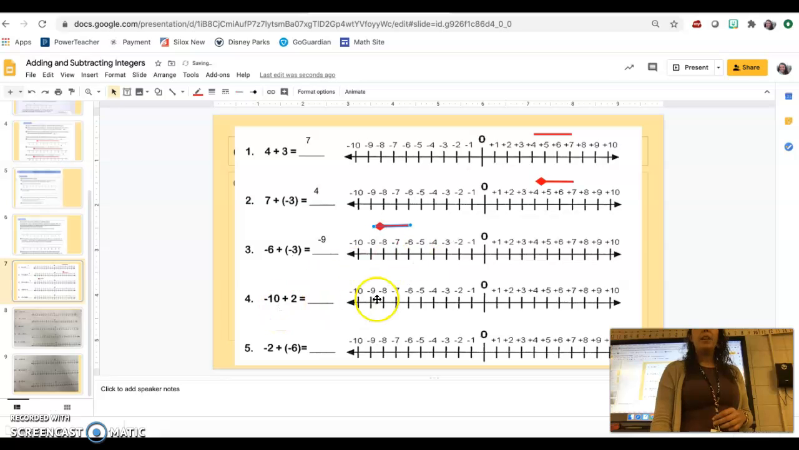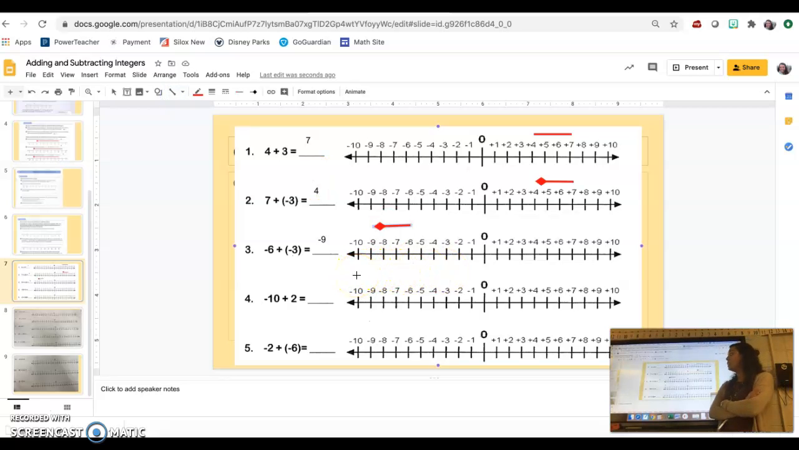All right, number 4. We started at negative 10. Which way did you go? Right. Went to the right because it's just plus 2. There's no negative with it. So it's negative 10 plus 2 gets you to negative 8. Good. Okay, and the last one is negative 2.